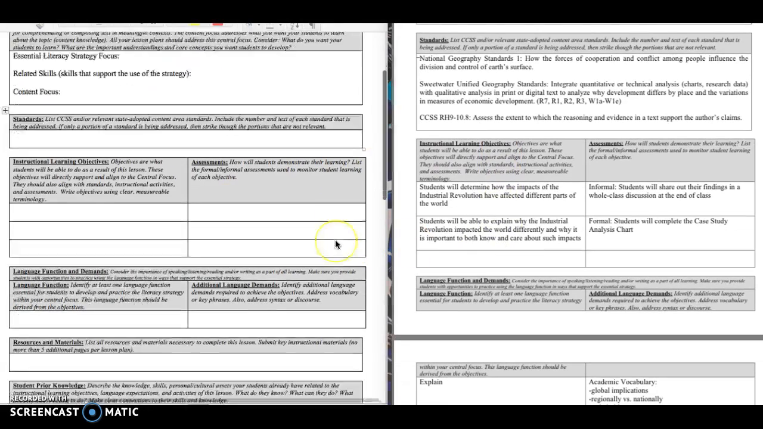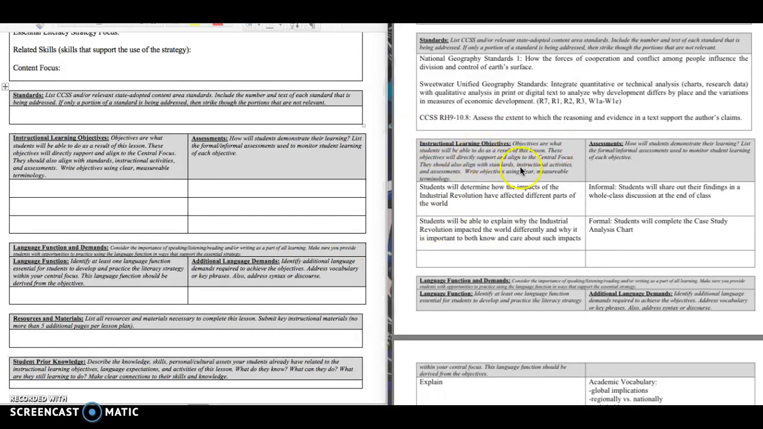To continue, we have the instructional learning objectives. So what she wants each student to get and how she's going to assess them during the lesson plan. So the two main ones she has here are students will determine how the impacts of the Industrial Revolution have affected different parts of the world. And she's not using a formal assessment in this, she's using an informal assessment, so she's not getting any materials or anything turned into her, but she's getting an informal check of understanding from her students with the whole class discussion at the end of the class.